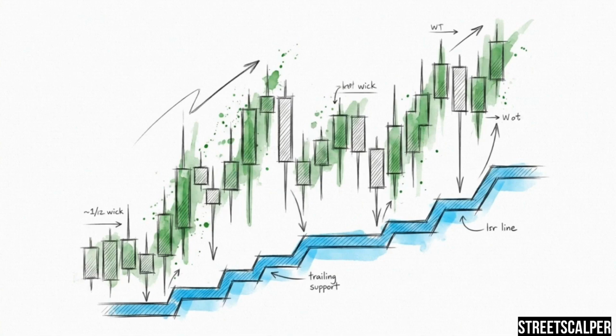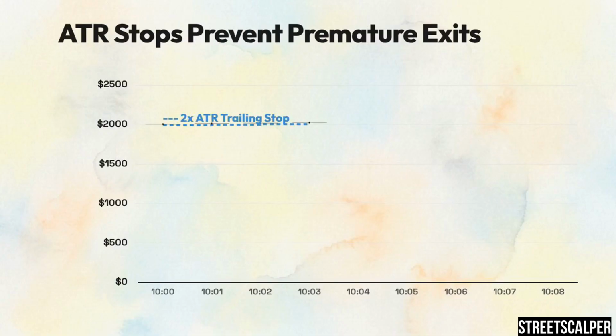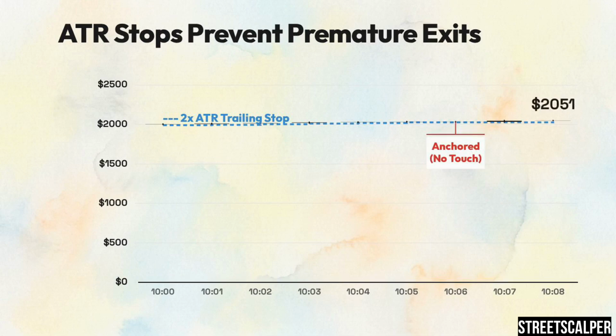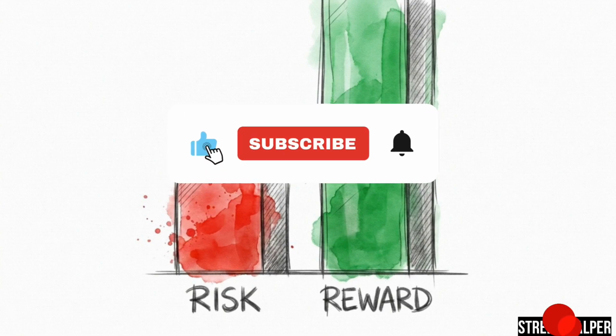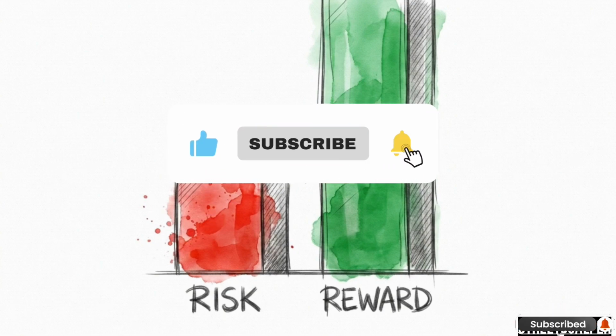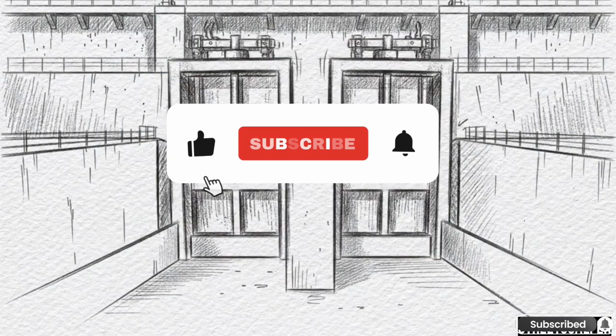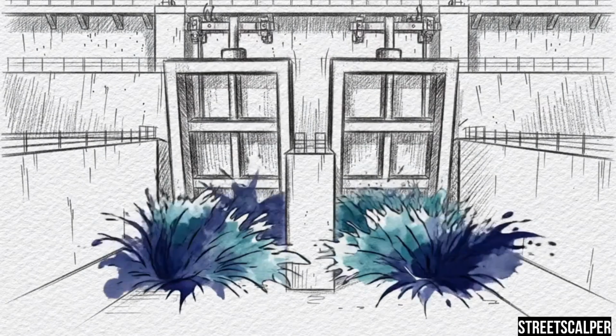This calculated mathematical distance gives the trade room to breathe. It explicitly prevents standard micro-retracements from stopping you out, keeping you anchored to the runner. The result is an asymmetric risk-to-reward ratio, a fixed 10-pip risk versus an exit that only triggers when volatility forces it. This system relies entirely on a violent flood of liquidity.